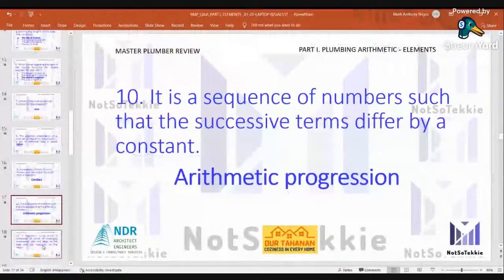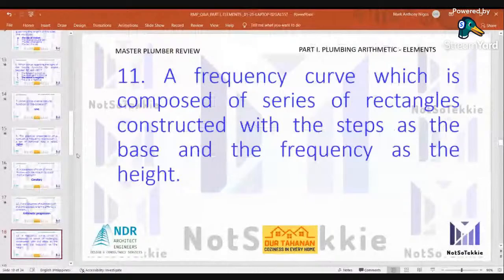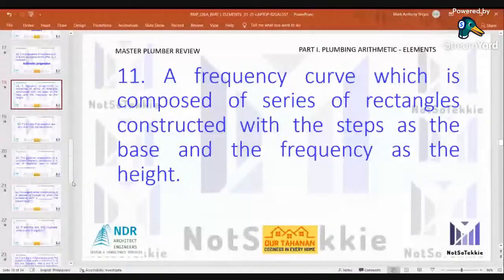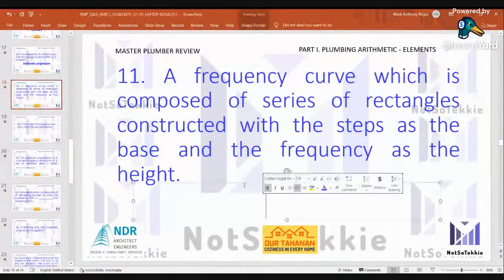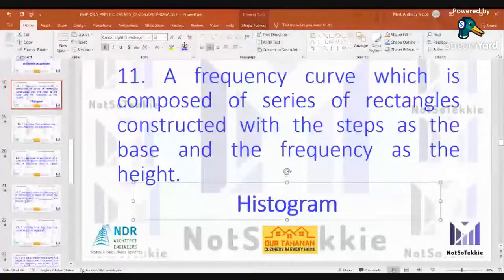Okay, 11. Bisa natin. Marami kasi ito. Frequency curve which is composed of series of rectangles constructed with the steps as the base and the frequency as the height. The answer is histogram. Histogram, a frequency curve which is composed of series of rectangles constructed with the steps as the base and the frequency as the height.